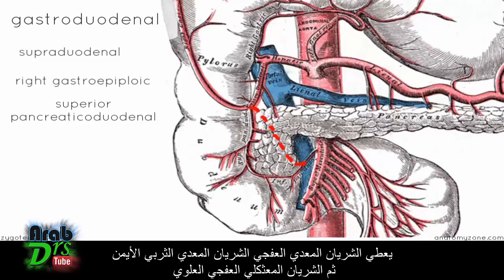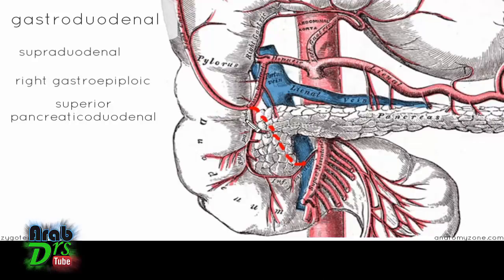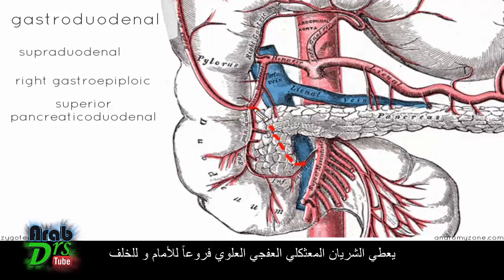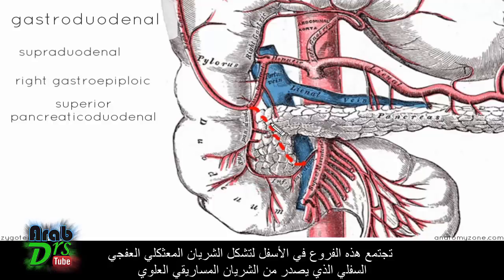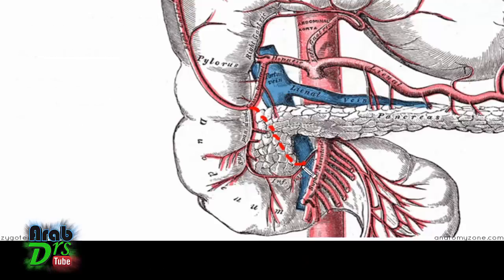So the gastroduodenal artery gives off the right gastroepiploic artery, and then it gives off the superior pancreatico-duodenal artery. And the superior pancreatico-duodenal artery gives off branches anteriorly and posteriorly. And these branches unite inferiorly to form the inferior pancreatico-duodenal artery, which is given off by the superior mesenteric artery. So that's the branches of the celiac trunk, and I really hope that's cleared things up.